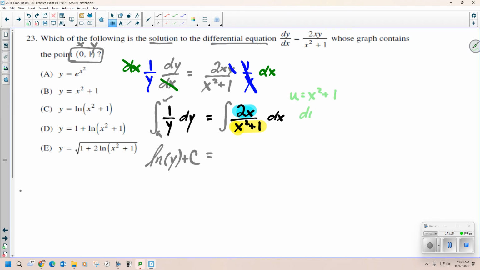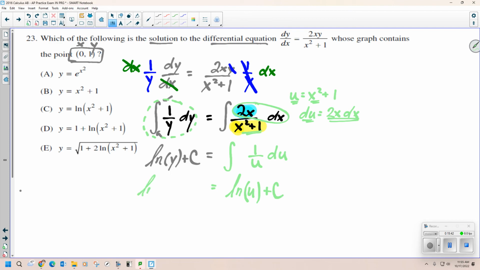And I'm going to say du is 2x dx. Remember, I just take the derivative of this. Okay? Now, 2x dx is completely going to go bye-bye because I'm going to put du in for that. Okay? And then x squared plus 1, I'm going to turn that into u. So I'm now going to integrate 1 over u du. That was exactly like this was. We should know that. That's the ln of u plus c. That should equal the ln of y plus c.